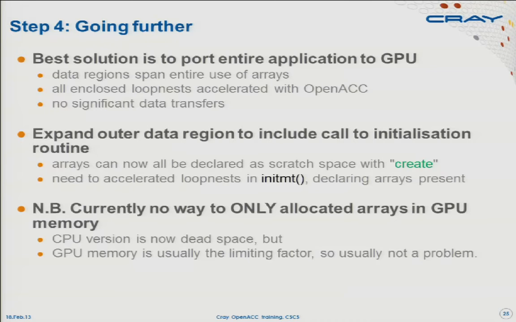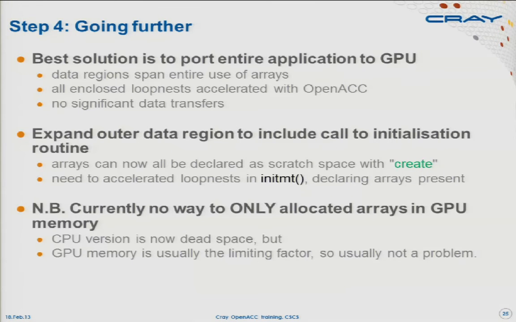Well, could we go further? The best solution is to port the entire application. We're still copying data in and out. So could we move the initialization routine into the data region as well? Why not? So we make the data region in the main program bigger, so it goes outside now the call to this initialization. Now, because we initialize the arrays on the GPU, we just label them all as being scratch space, create, no data movement at all.